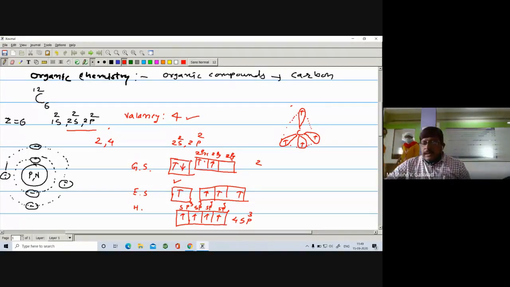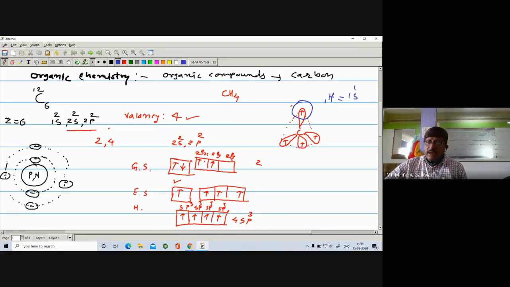Now if you see the simple example, that is methane, CH4, right? This methane can combine with hydrogen, and you know hydrogen has atomic number 1 and electronic configuration 1s1. So the outermost orbit has only 1 electron.